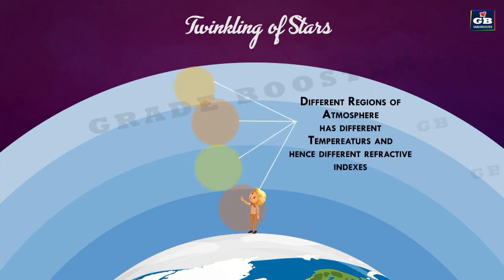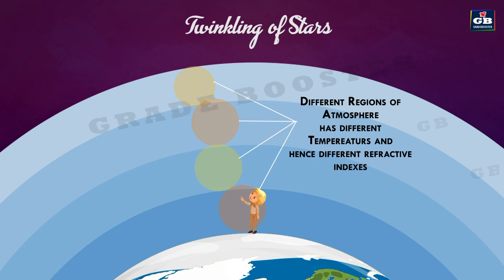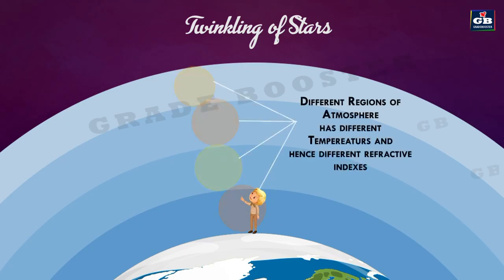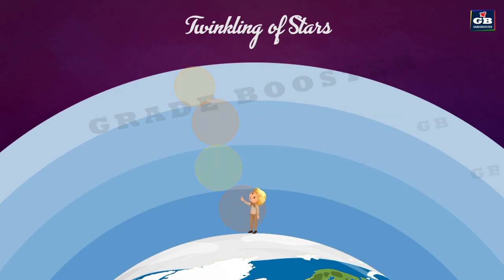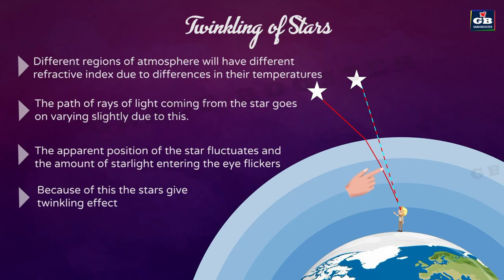So the path of rays of light coming from the star goes on varying slightly. That means it is not passing in a straight line. Its direction slightly changes because of the changes in the atmosphere. Certain parts of the atmosphere may be cold, certain parts may be hot, and even the densities may vary. So because of this, the light ray is changing its direction slightly. So the apparent position of the star fluctuates due to the differences in the temperature of the atmosphere.